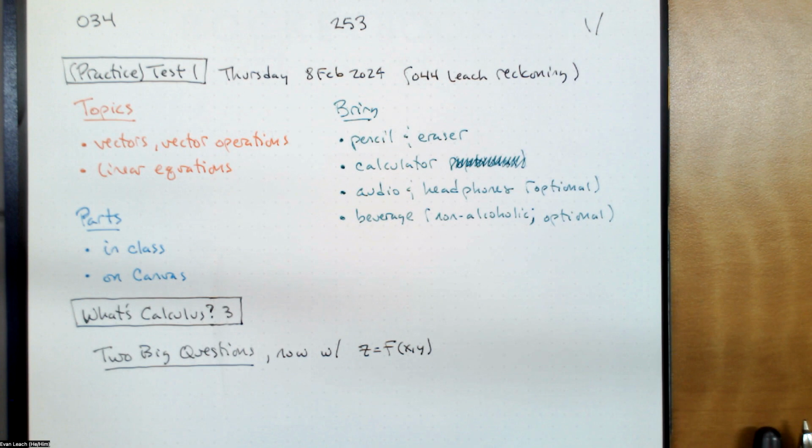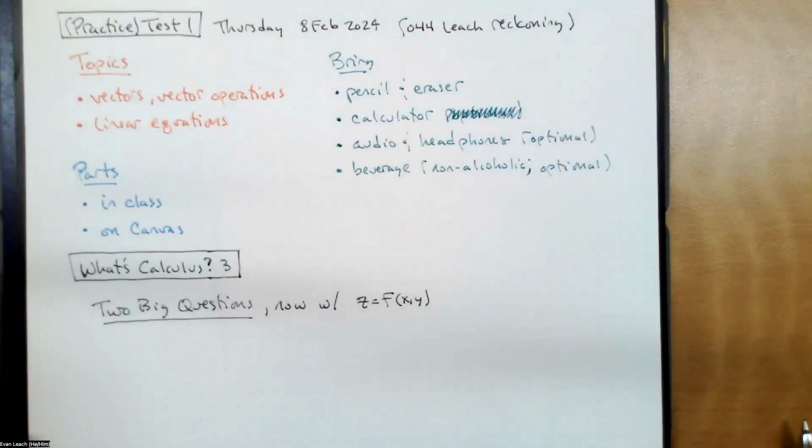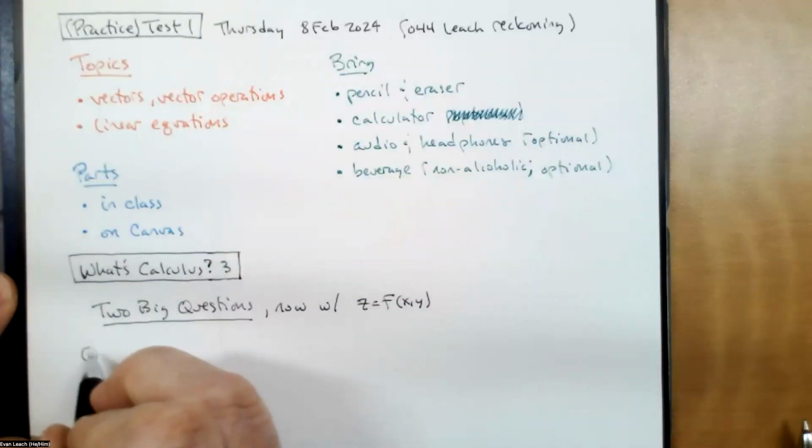That's going to require parameterization. So we had talked about the two big questions of calculus, how they were stated for functions of one variable and how we can modify them for functions of two variables. So the first one.